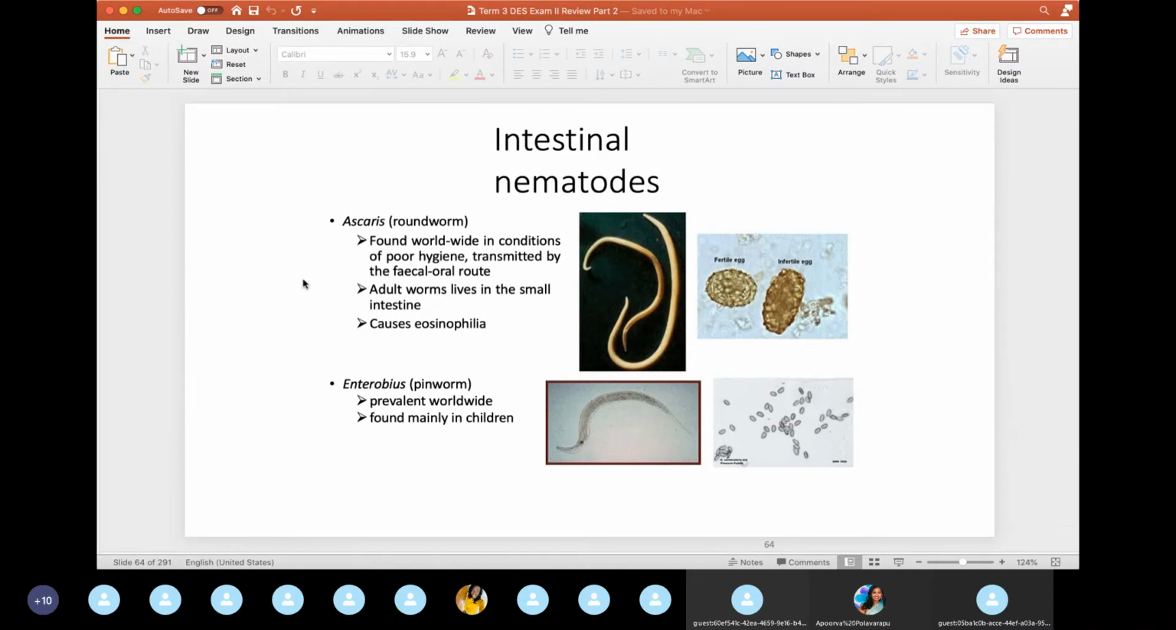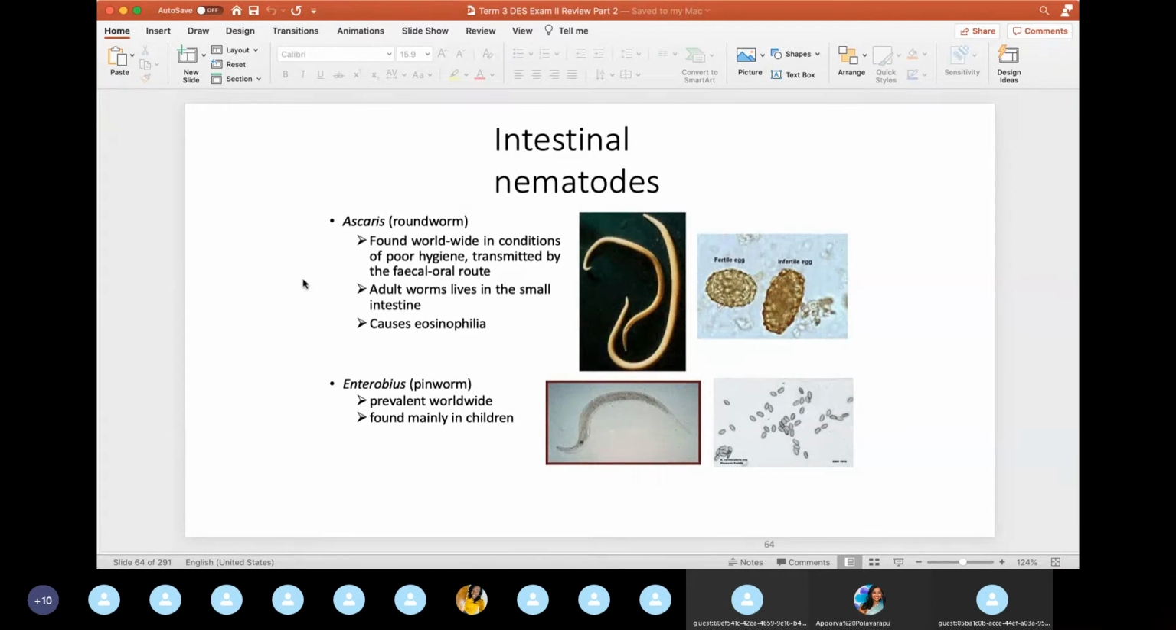Enterobius vermicularis, your pinworm. It is found mainly in children. It produces anal itching. If there's anal itching, then it's Enterobius vermicularis. What's the test that you're going to do? Scotch tape test. Why do you have anal pruritus in Enterobius?